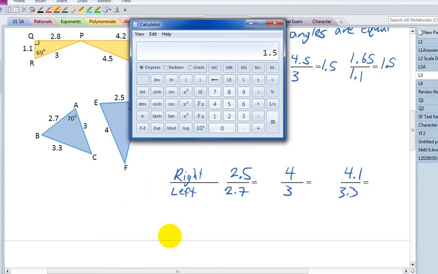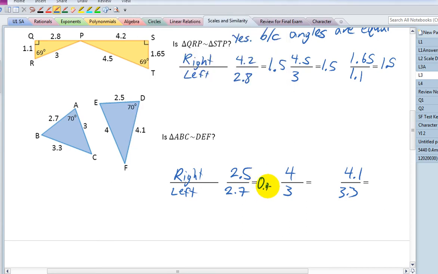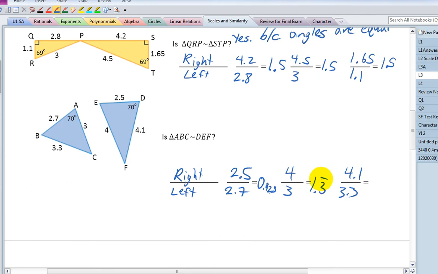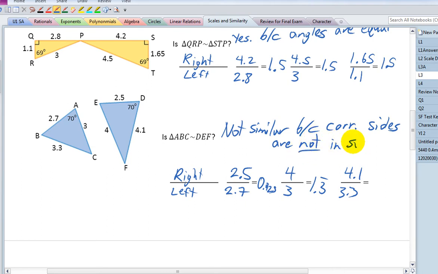So on your calculator, ooh, we get some weird stuff, don't we? Here we get 0.925. What about the other one? 4 divided by 3. Oh, 1.3 repeating. So do we even need to do the next one? No. So we can say they are not similar because corresponding sides are not, and underline the word not, in the same ratio.